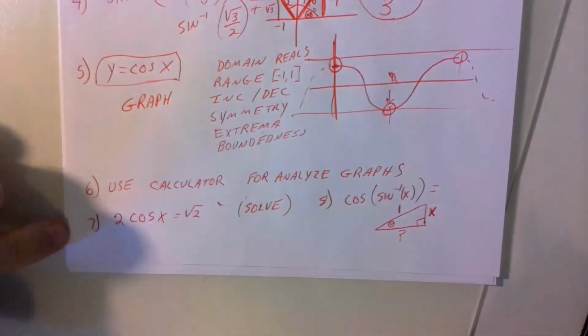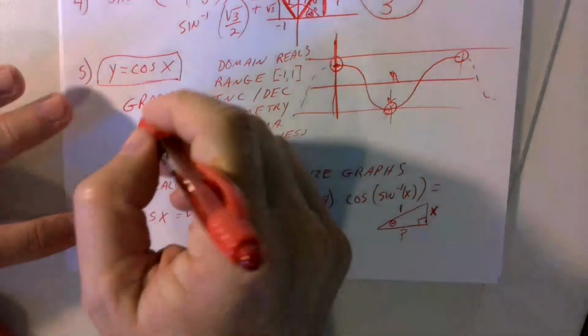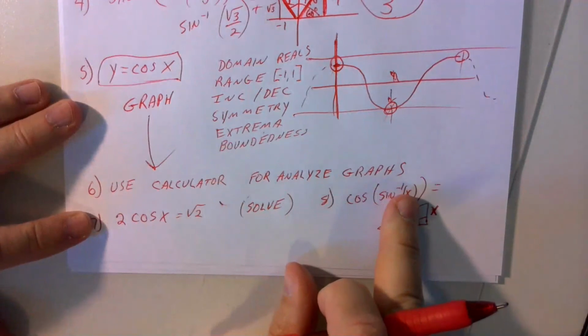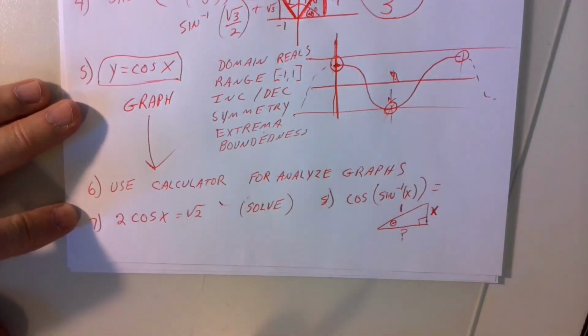Okay, so wrapping up 4-7, one of the other things you can do, just like I said on this one, is use your calculator to analyze any of the graphs. So if they give you some graphs and ask you some questions, fire it up, throw it in there. Okay.